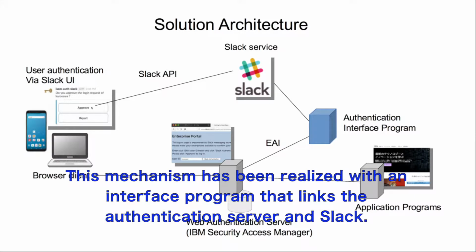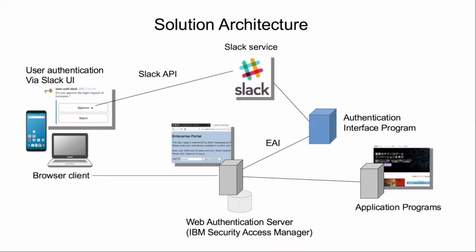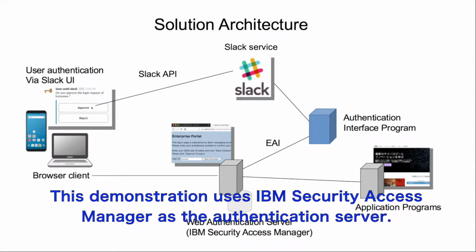This mechanism has been realized with an interface program that links the authentication server and Slack. This demonstration uses IBM Security Access Manager as the authentication server.